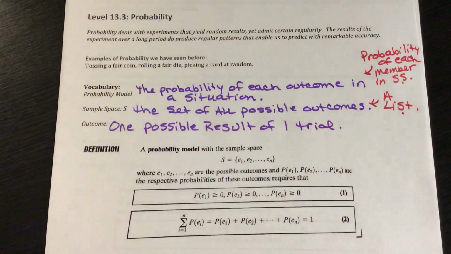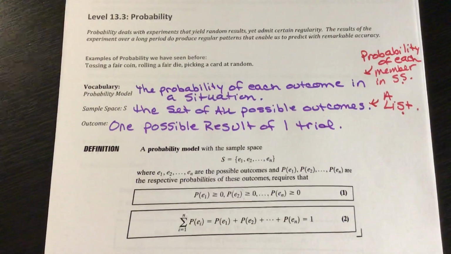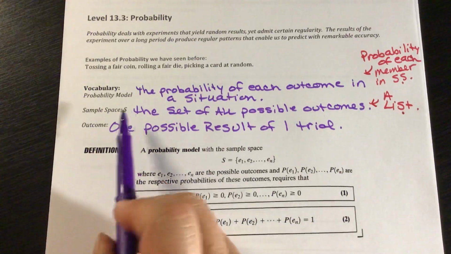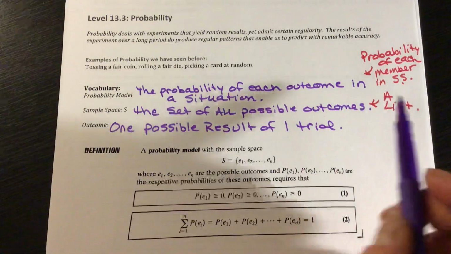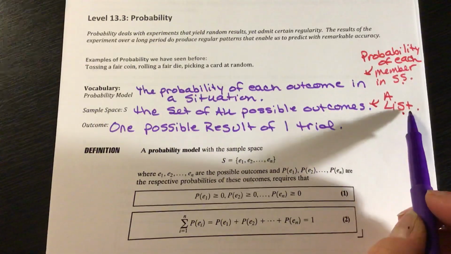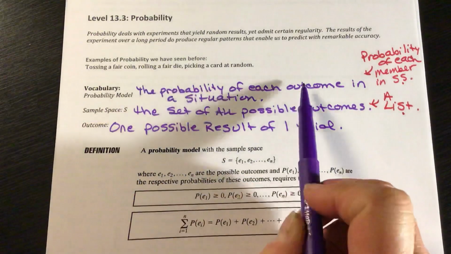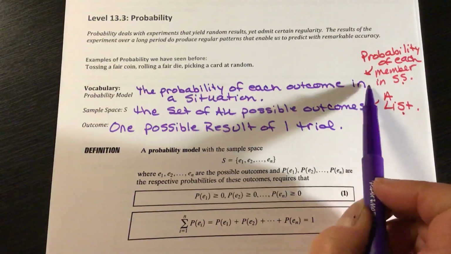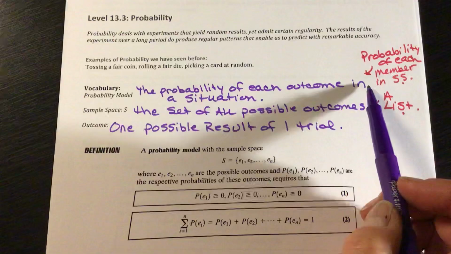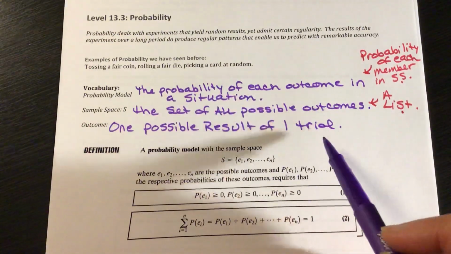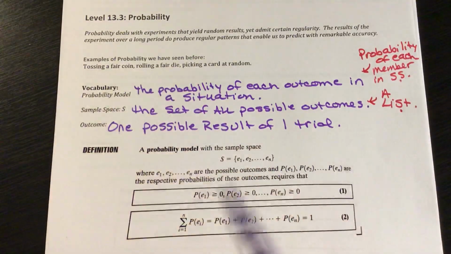Okay, so an example would be, let's flip a coin, and the outcome is tails. That's just what happened when I flipped the coin. The sample space would be heads or tails. And the probability model would be the probability of heads is 1/2 and the probability of tails is 1/2. All right, so that's the difference for each one of those.